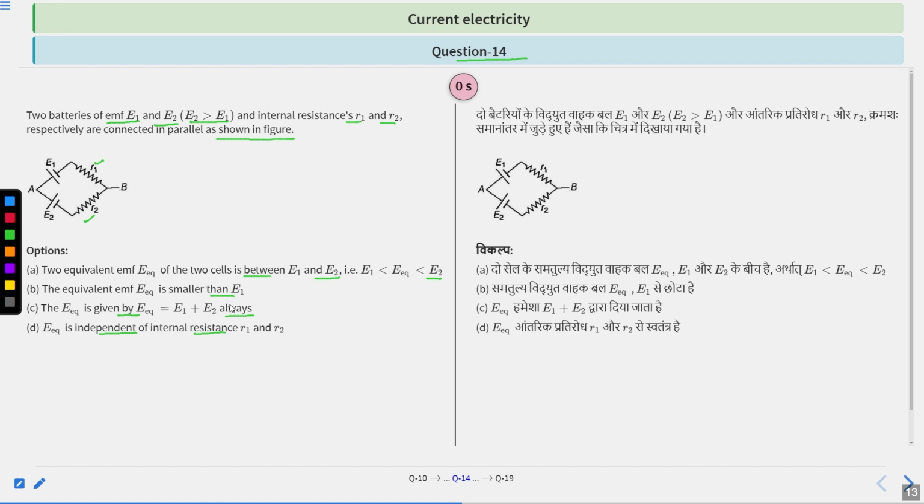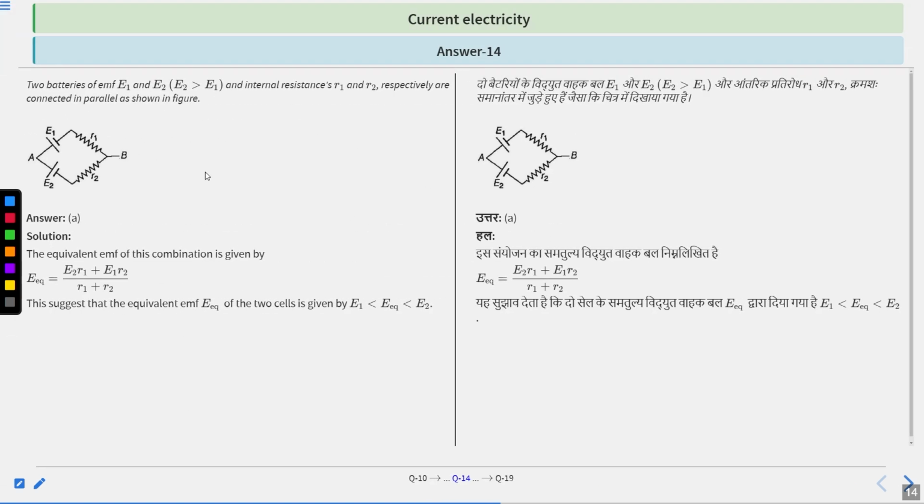Let's find a solution. According to the question, this is the diagram. E1 and E2 are the EMFs and the internal resistances are R1 and R2. The equivalent EMF of this combination is given by E equivalent is equal to (E2 R1 plus E1 R2) divided by (R1 plus R2). This is the formula to calculate the equivalent EMF for this circuit.